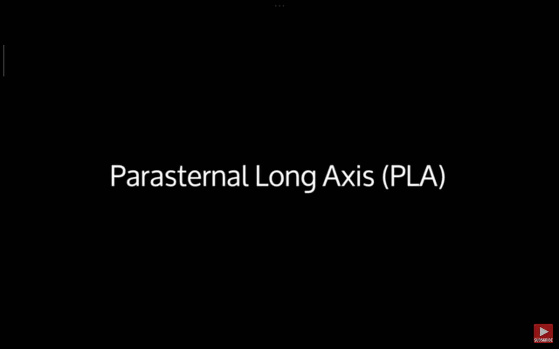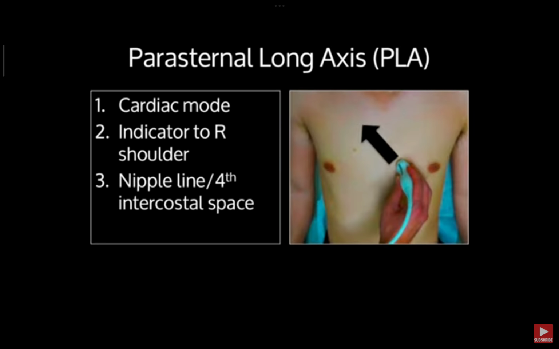Let's start with the parasternal long axis view. Start out in cardiac mode. The indicator should be on the right of the screen, and then the probe indicator on the patient's body should be facing the right shoulder. Start by placing the probe at the nipple line or fourth intercostal space, or in women, the inframammary line, right next to the sternum.